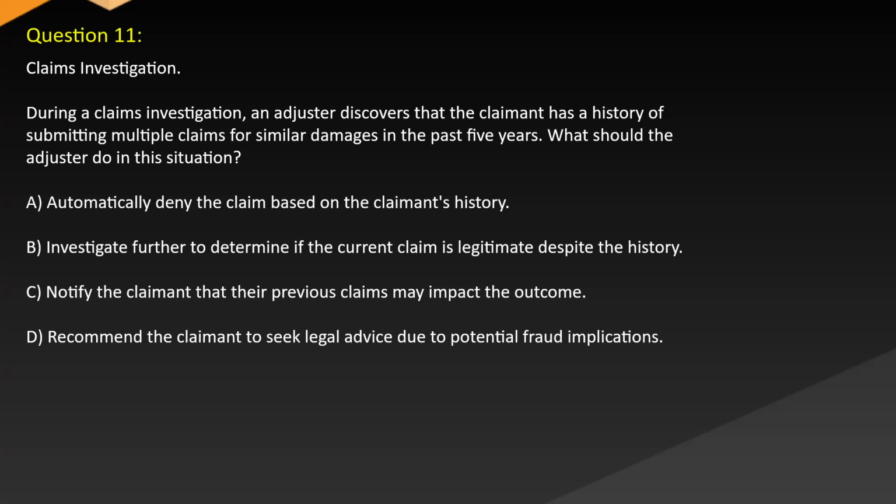Question 11. Claims investigation. During a claims investigation, an adjuster discovers that the claimant has a history of submitting multiple claims for similar damages in the past 5 years. What should the adjuster do in this situation? A. Automatically deny the claim based on the claimant's history. B. Investigate further to determine if the current claim is legitimate despite the history. C. Notify the claimant that their previous claims may impact the outcome. D. Recommend the claimant to seek legal advice due to potential fraud implications.